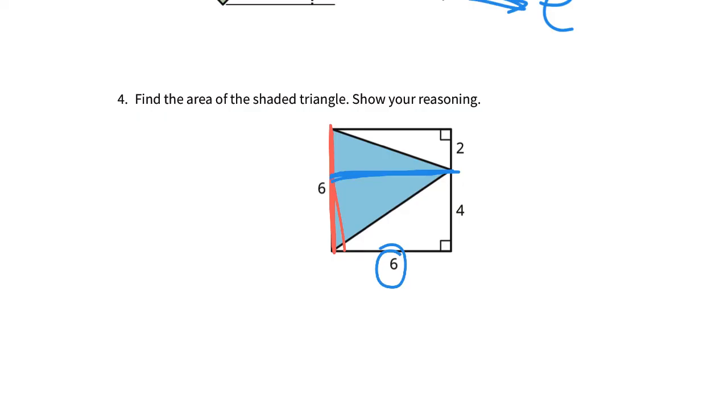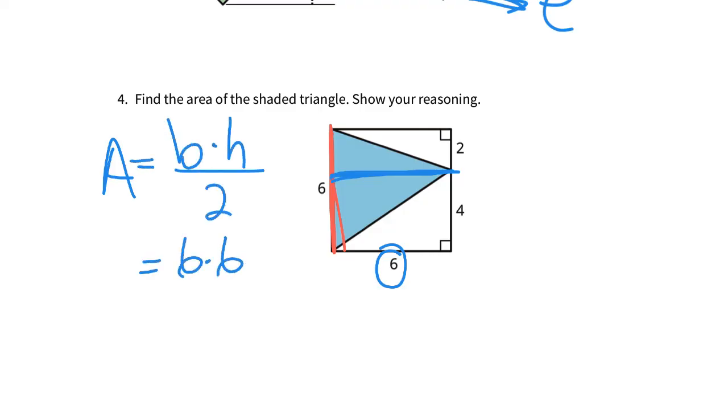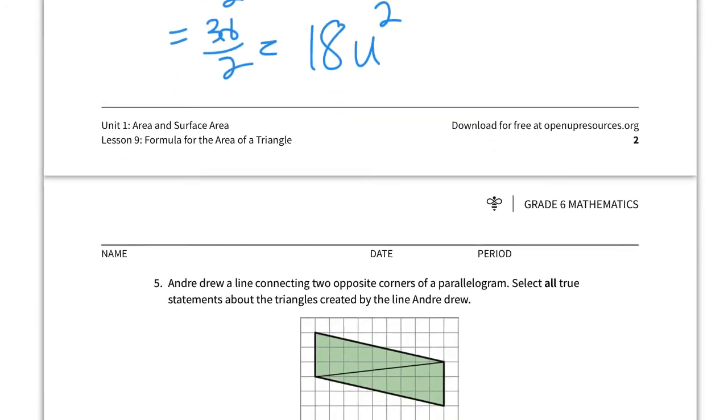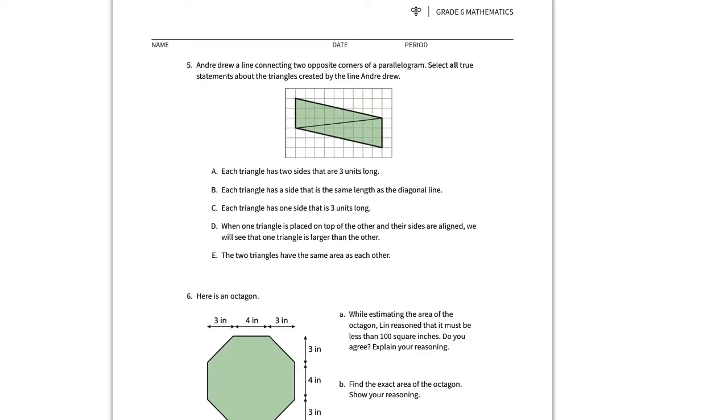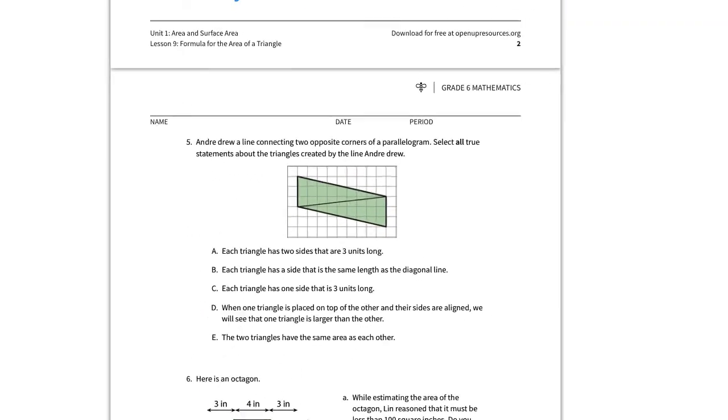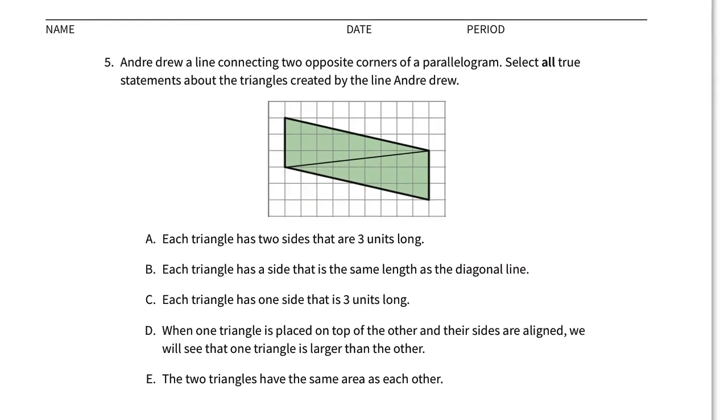So the base is 6, the height is 6, so the area is base times height divided by 2. 6 times 6 divided by 2, 36 divided by 2 equals 18 square units. Done. Bam. All right. And then, oh my goodness, this just keeps going and going. Oh, we're almost done. All right, so number 5.